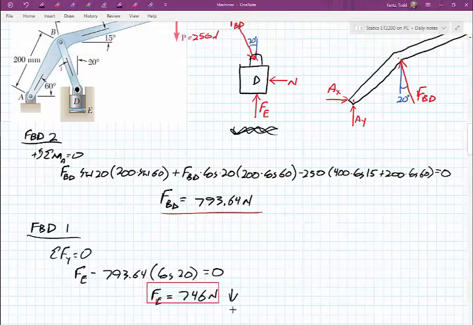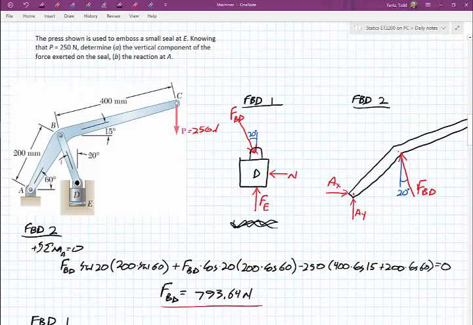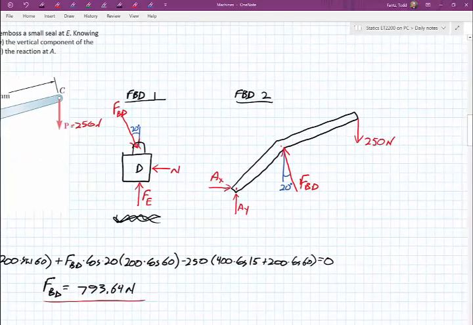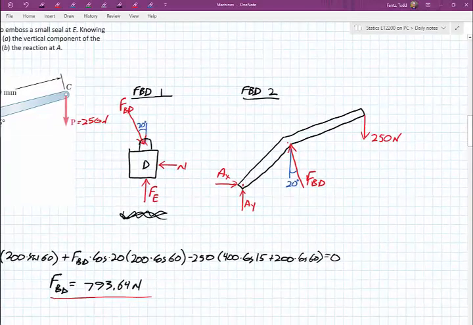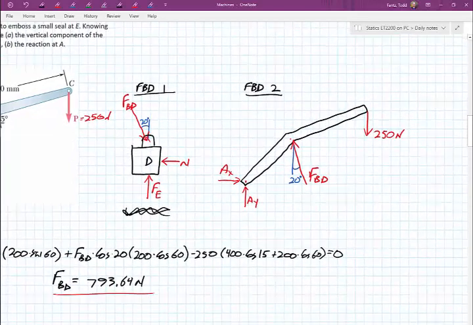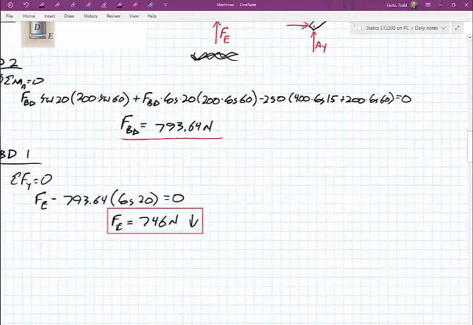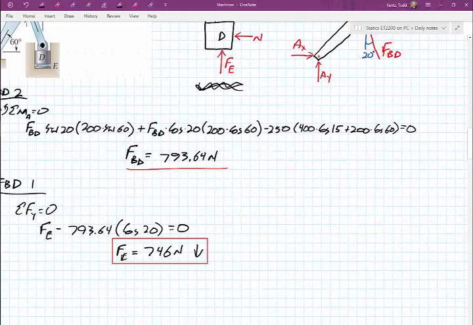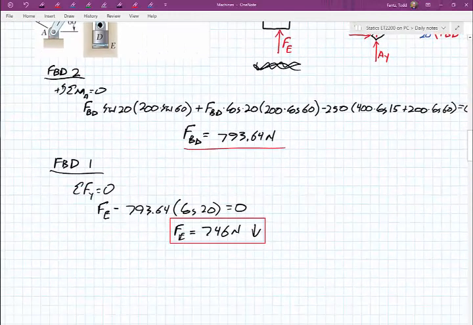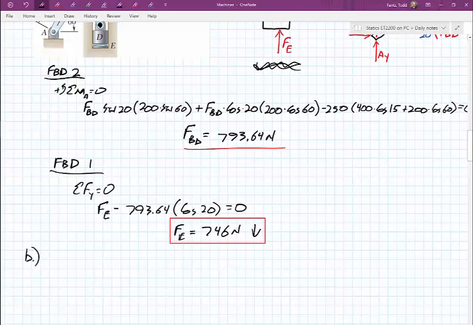Now, part B, we really could have solved part B from the very beginning, because part B is saying what's the reaction to A. I'm going back to that second free body diagram. Once I know the force in BD, I just can sum the forces in the x and y direction. So I guess this is technically part A and part B. I didn't really label it that way, but part B, let's go back to our free body diagram 2.